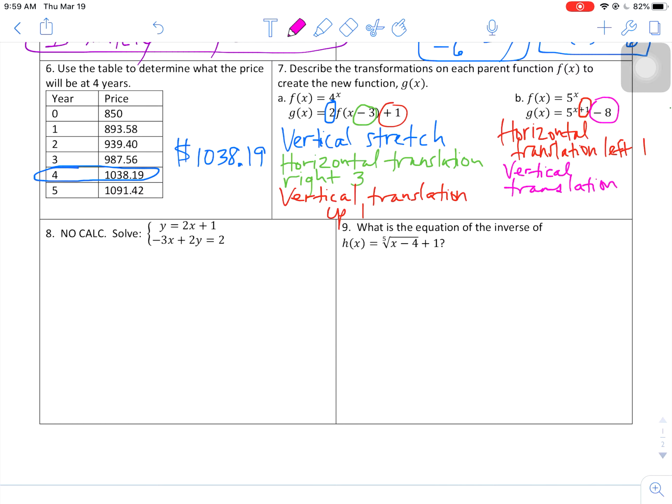translation down 8. On number 8, looks like we have another system of equations. That first equation is already solved for a single variable, so it would be much easier to do substitution instead of elimination on this problem. So we know that y is equal to 2x plus 1, so we're just going to take 2x plus 1, we're going to substitute it in for y in parentheses in that second equation.